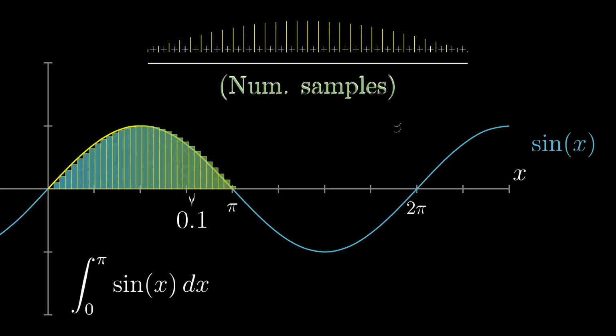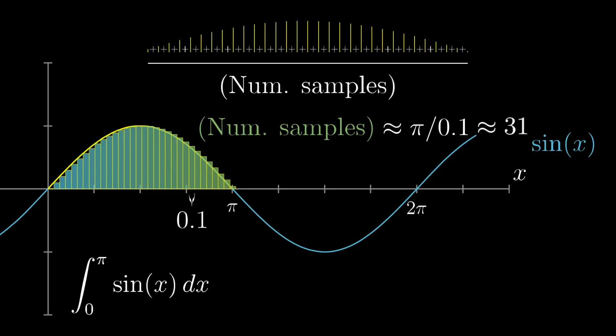Well, you can take the length of that interval, pi, and divide it by the length of the space between each sample. If it doesn't go in perfectly evenly, you would have to round down to the nearest integer, but as an approximation, this is completely fine. So if we write that spacing between samples as dx, the number of samples is pi divided by dx.